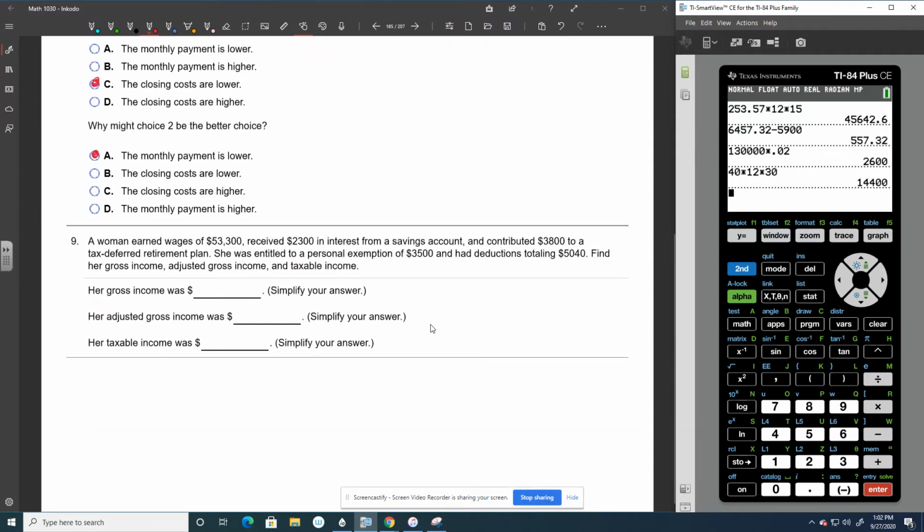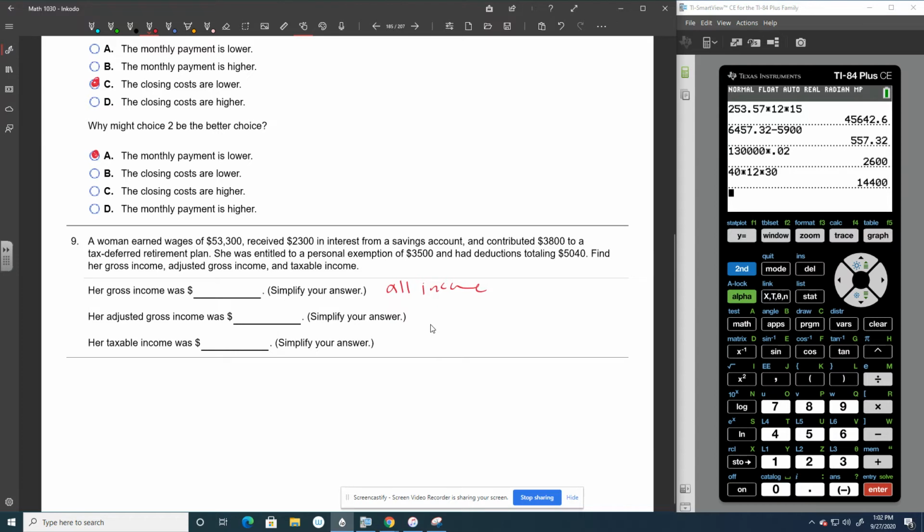Okay. Number 9, a woman earned wages of $53,300. She received $2,300 in interest, contributed $3,800 to a tax retirement plan. She was entitled to a personal exemption and has deductions. Find her gross income. So remember, gross income is all of her income added together.